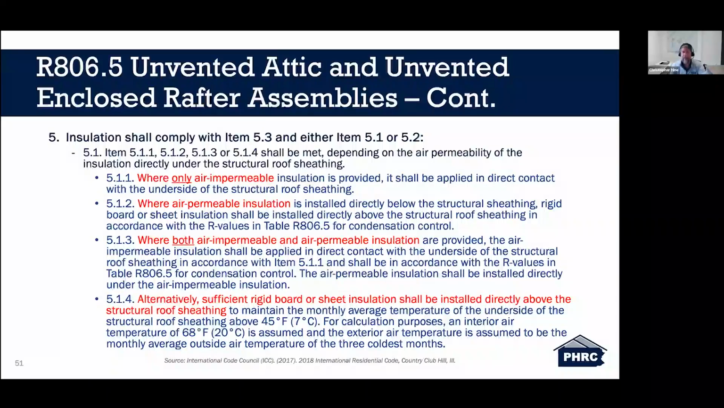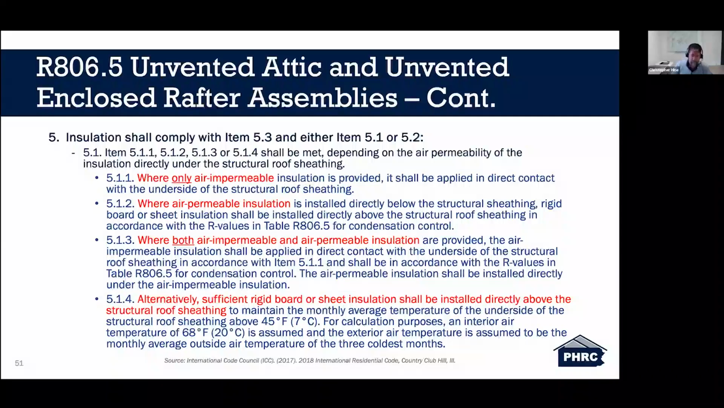And we'll look at 806.5 here in a little bit, but just to give you a quick understanding of what that table is, that table specifies the minimum air impermeable insulation that has to be used based on climate zones. And we'll talk about that. And 5.1.3, where both air impermeable and air permeable insulations are provided, the air impermeable insulation shall be applied in direct contact with the underside of the structural roof sheathing in accordance with 5.1, and shall be in accordance with the table in 806.5 for condensation control, and then the air permeable insulation shall be installed directly under that air impermeable insulation.